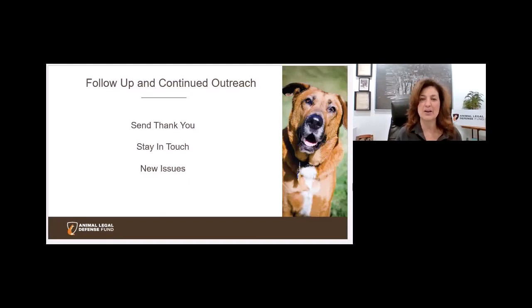But it doesn't stop there. As we reviewed earlier, there are many steps involved when passing a bill. Each step is an opportunity for outreach to your representatives in the Senate and in the House.